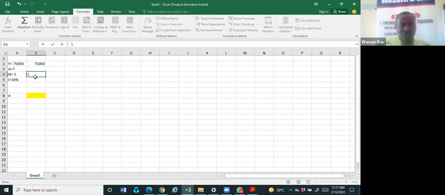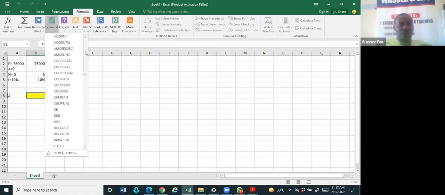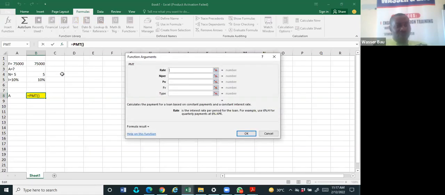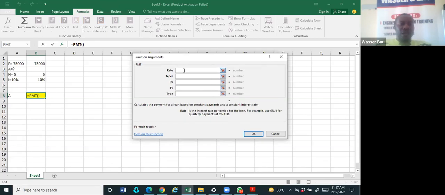This 5 will be here so that I'll do cell operation. So I'll click on the cell where I want the answer to come. I'll go back to my financials. I'll go back to PMT, which is payment, which is synonymous to A. I will now come here and put 10% as rate. I'll just go and click the cell B5.